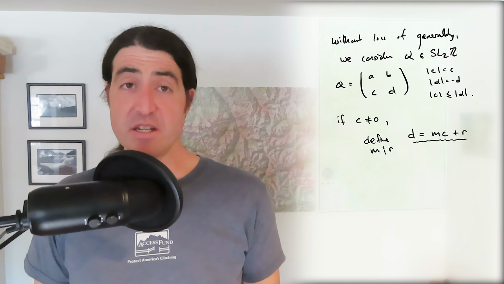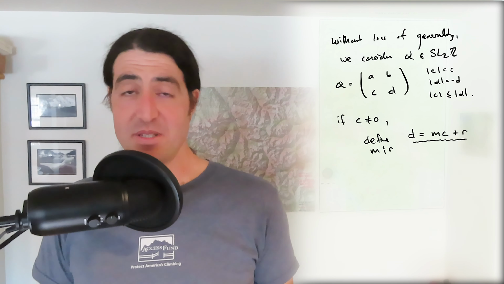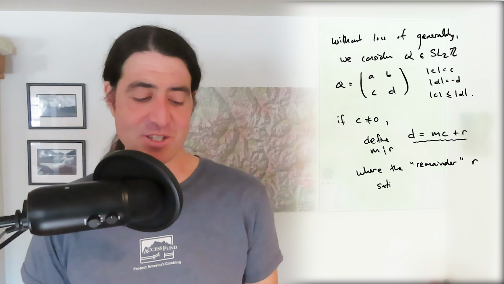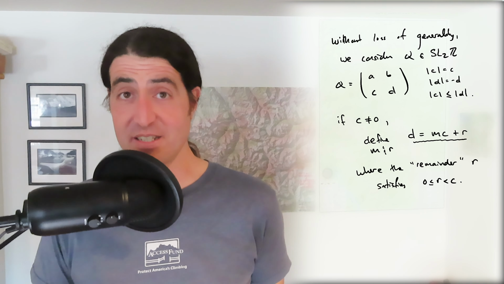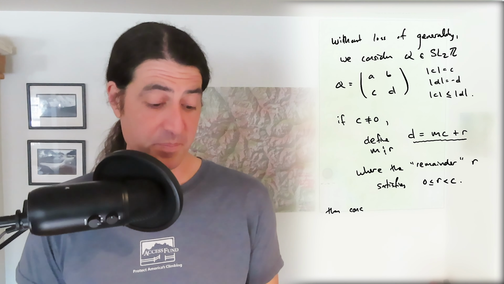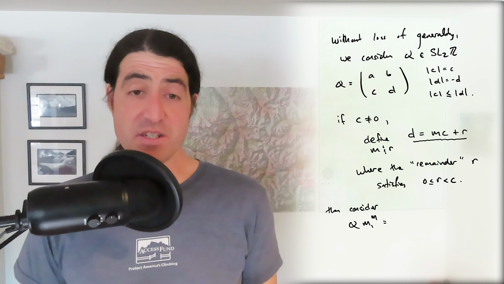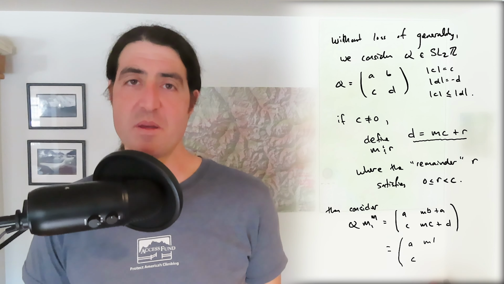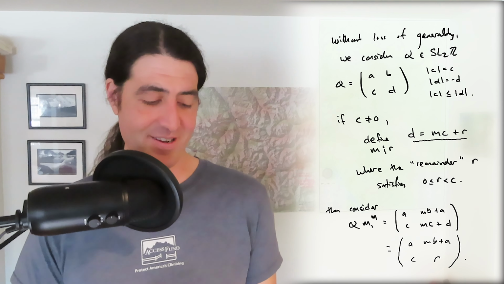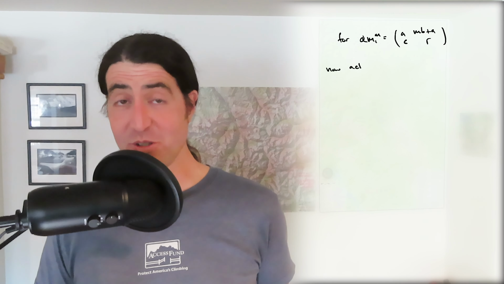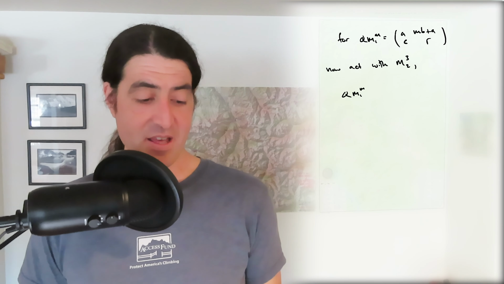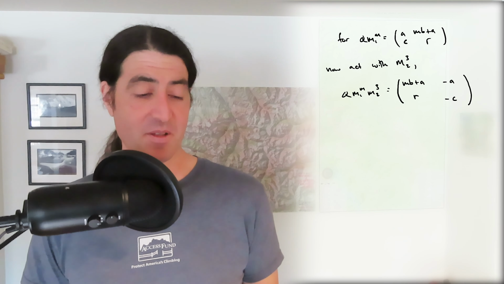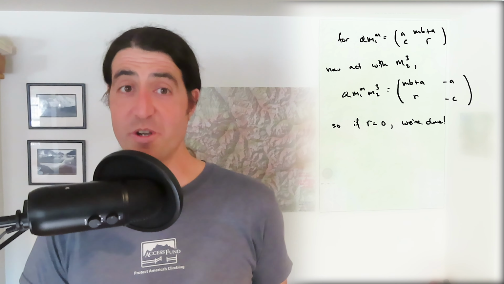Okay, so if C is not equal to 0, then we can define values M and R, some two integers, such that D is equal to MC plus R. So here R is the remainder of the division. So we're going to ask that R is strictly less than C and greater than or equal to 0. So then we can consider the product of alpha times M1 to the Mth power, which gives us the following matrix, for which the bottom row is C and R. So now we can act with M2 cubed to find the bottom row is now R and minus C. So if R is equal to 0, then we're done.